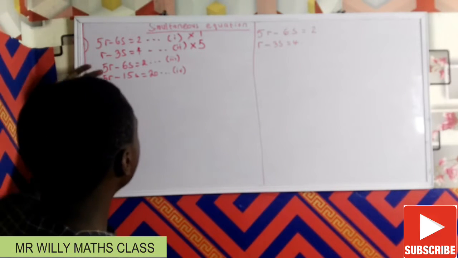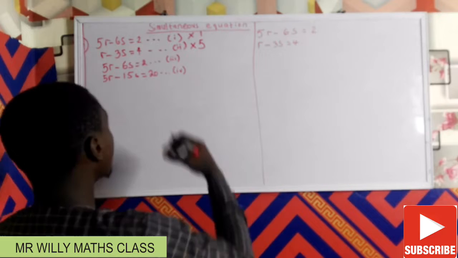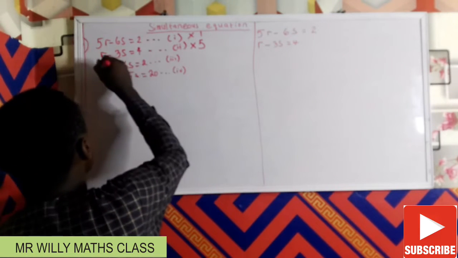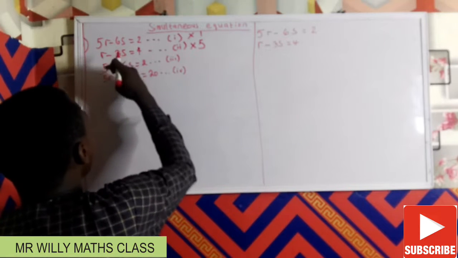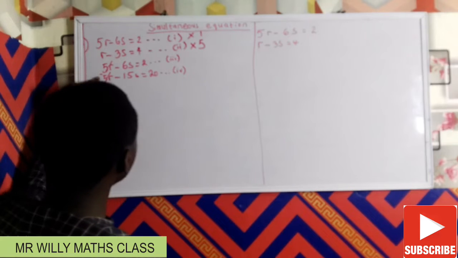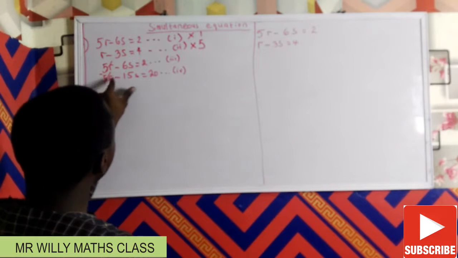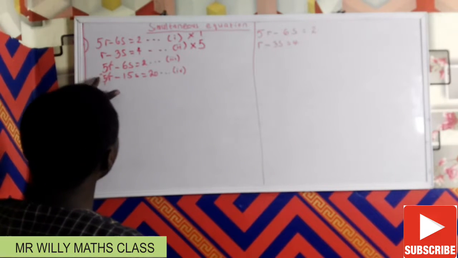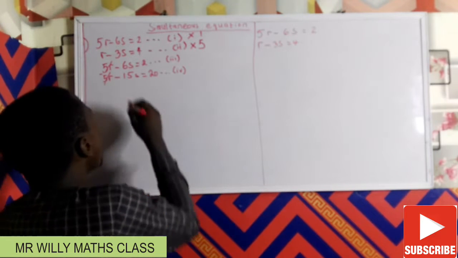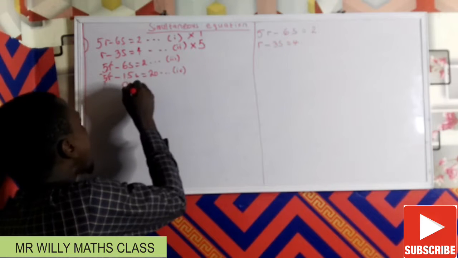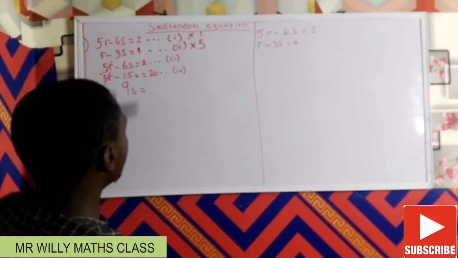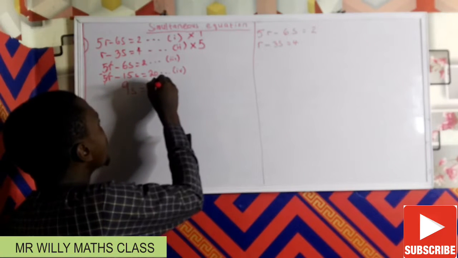Now that r has the same coefficient, we're going to subtract equation 4 from equation 3. So this is how we do it. You put your minus sign here. 5r minus 5r, it will cancel each other. Now, if you look at this now, you know that minus times minus will give you plus. So this minus 15x will turn to plus. So minus 6x plus 15x, that will give you what? Plus 9x equals to, now, 2 minus 20. That will give you minus 18.